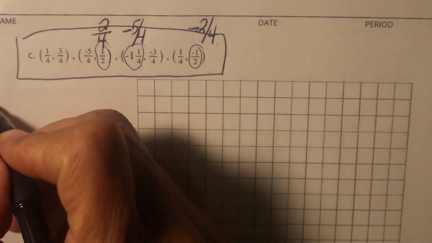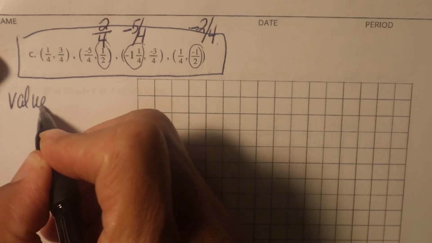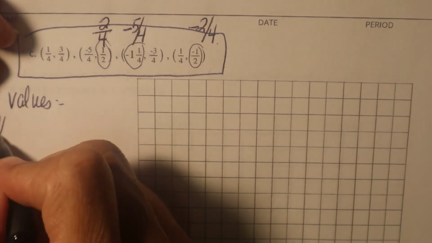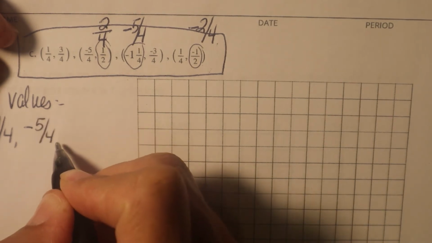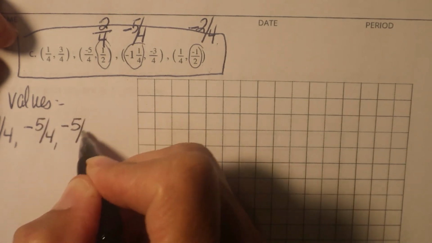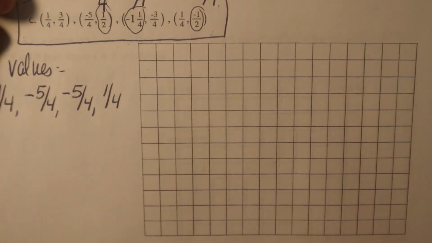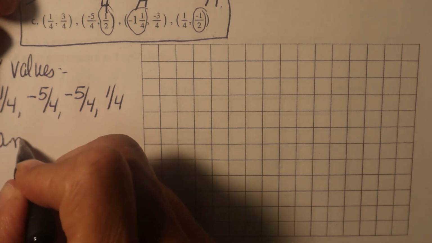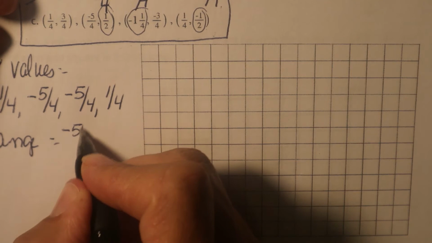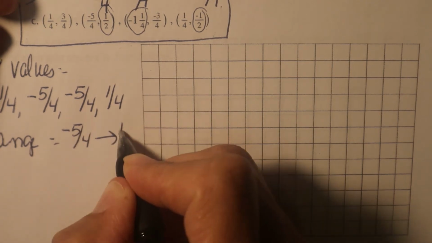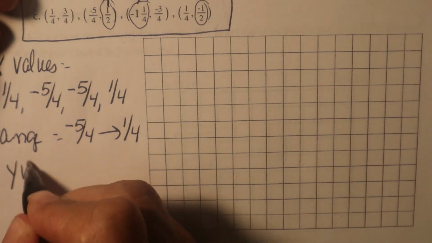Now let's go ahead and determine our x values, just like we did before. I've got a 1/4. I've got a -5 over 4, another -5 over 4, and another 1/4. Some repeating numbers. My range for my x's, my lowest fraction is -5 over 4, and my highest fraction is 1/4. Do the same thing for your y values.